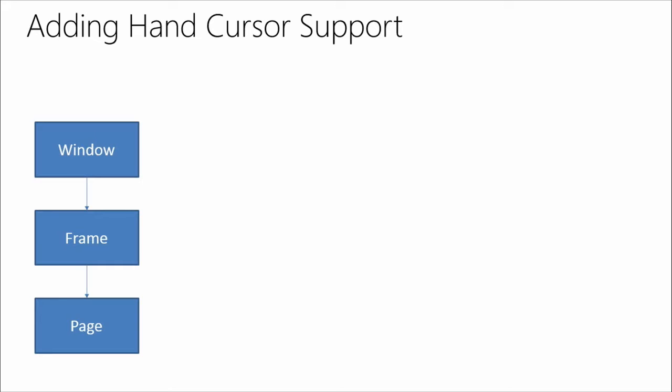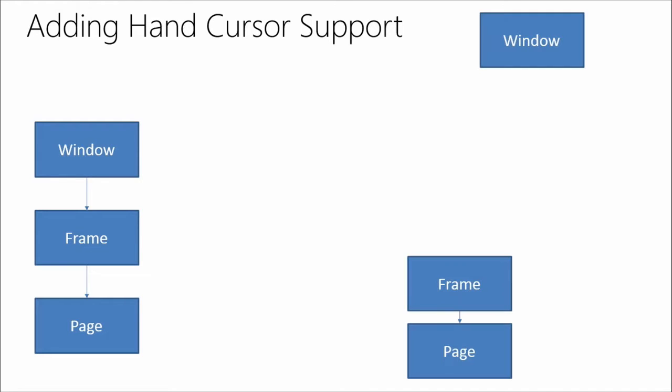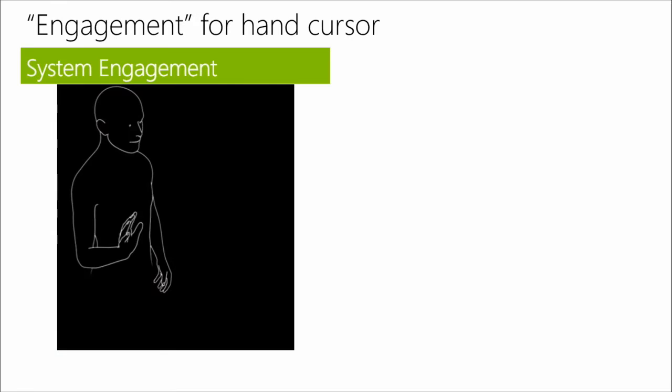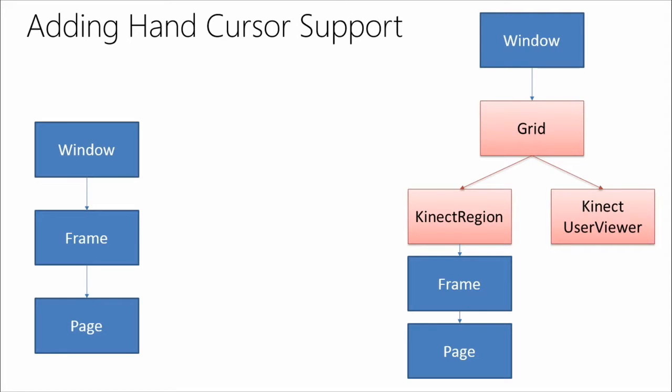What we're going to do is insert a cursor layer, or what we call a Connect region, in between the window and the frame, so that every page has access to the ability to engage and interact with things. So we're going to add a control that you're familiar with from Connect for Windows 1.7 and later, called Connect Region. We're going to add a Connect User Viewer that you saw earlier, and we're going to compose them together using a grid layout to layer them on top of each other. So that's the most code we'll write, just setting that environment up and customizing that. Sorry, I jumped the gun there.